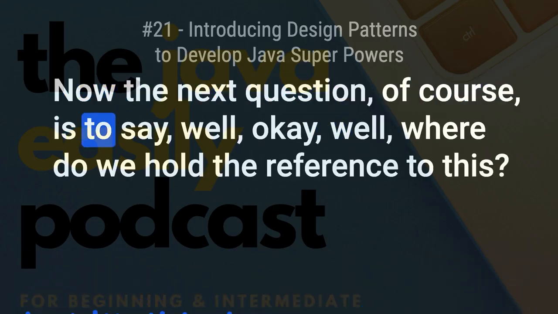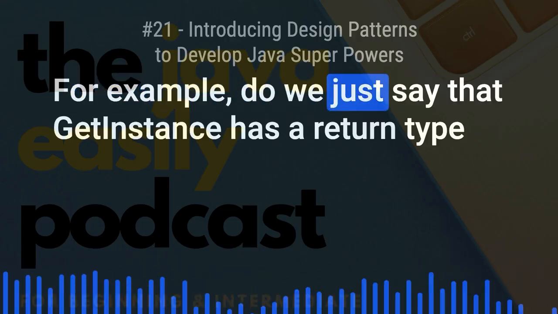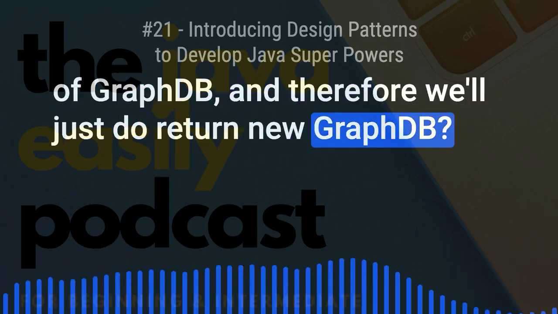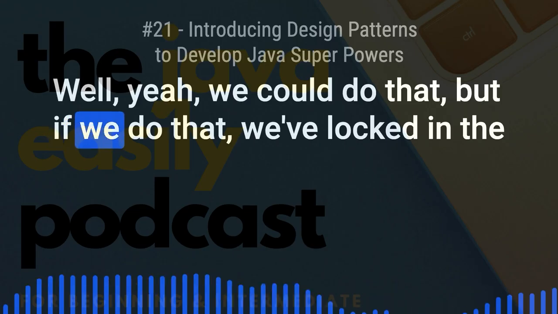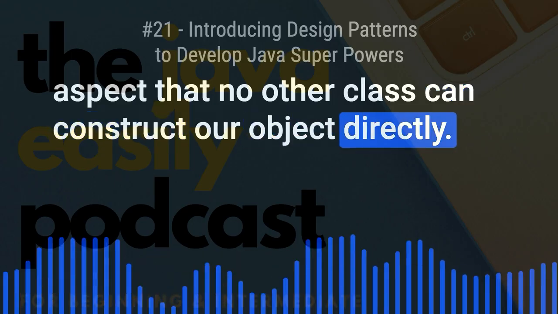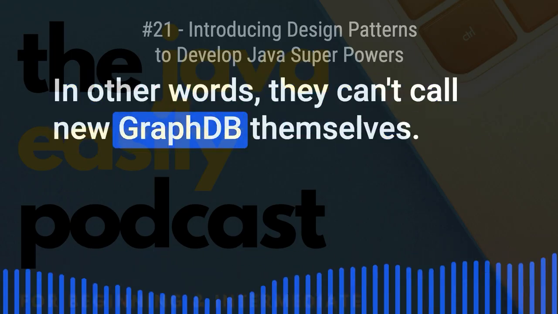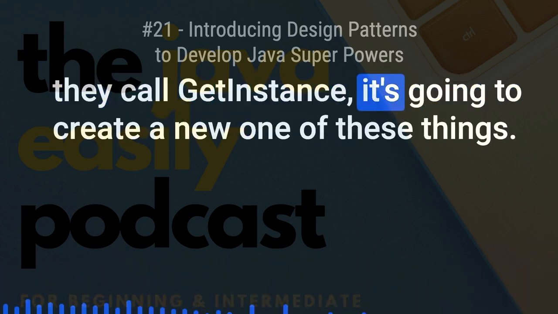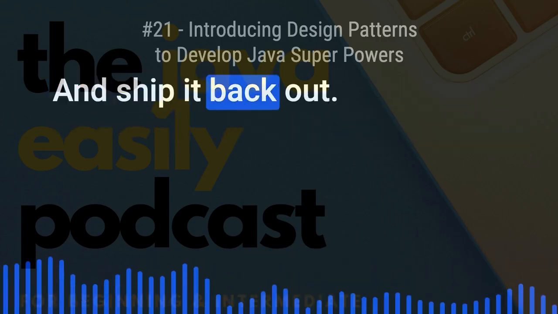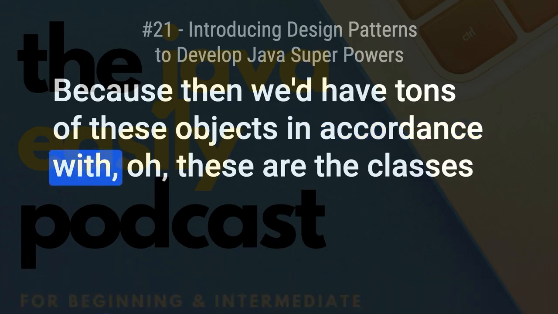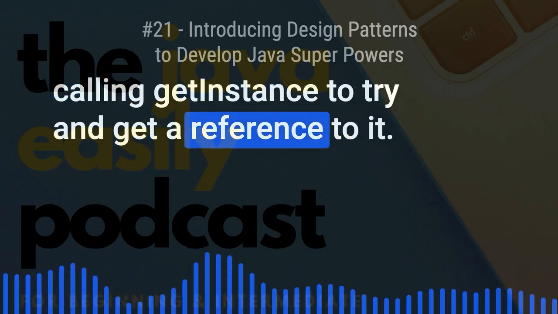Now the next question, of course, is, well, where do we hold the reference to this? Do we just pass it back out? For example, do we just say that getInstance has a return type of GraphDB, and therefore we'll just do return new GraphDB? Well, we could do that, but if we do, we've locked in the aspect that no other class can construct our object directly. In other words, they can't call new GraphDB themselves, but the net effect, of course, is the same, because every time they call getInstance, it's going to create a new one of these things and ship it back out. So we don't want to do that, obviously, because then we'd have tons of these objects, with all these other classes calling getInstance to try and get a reference to it.